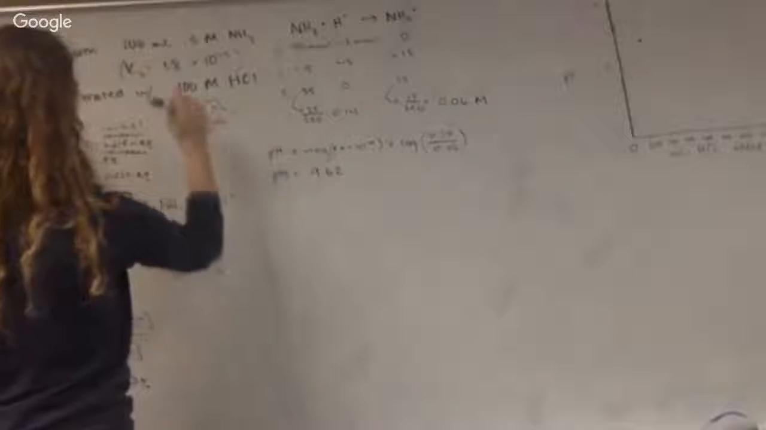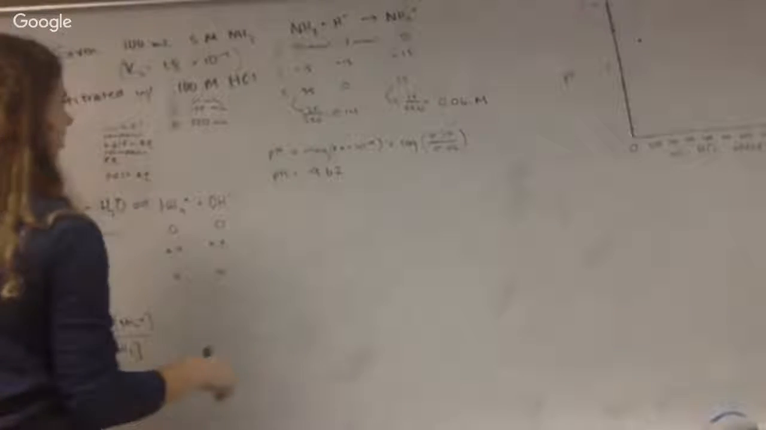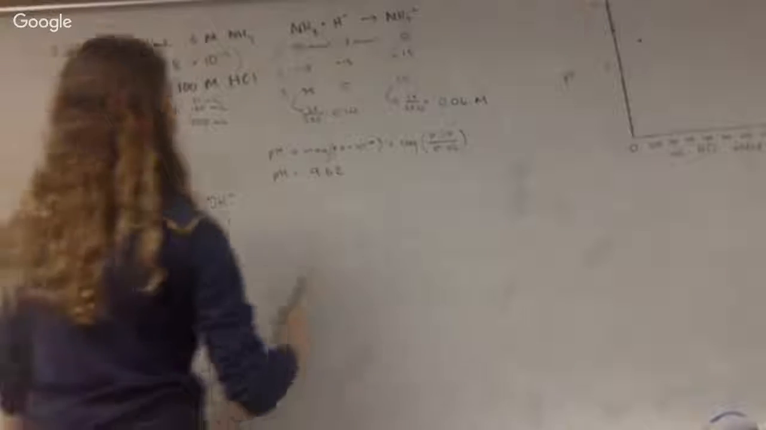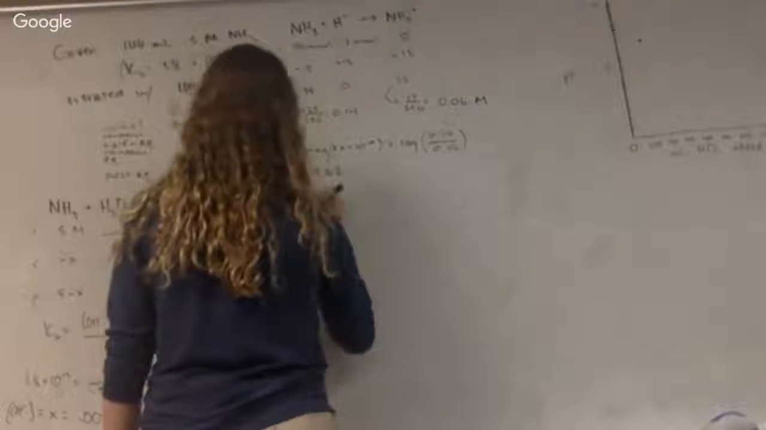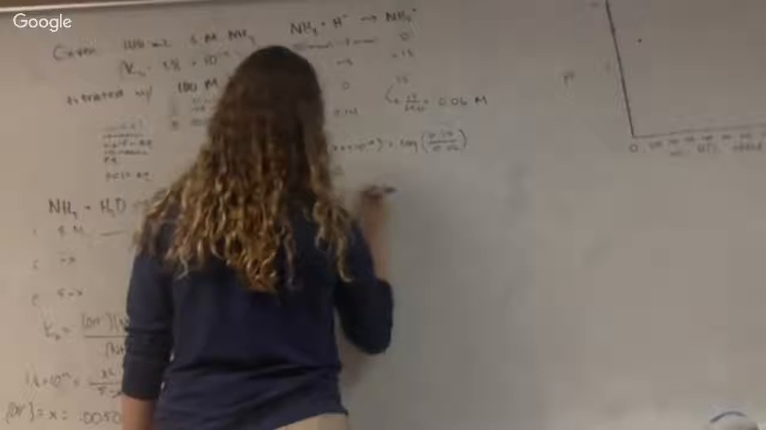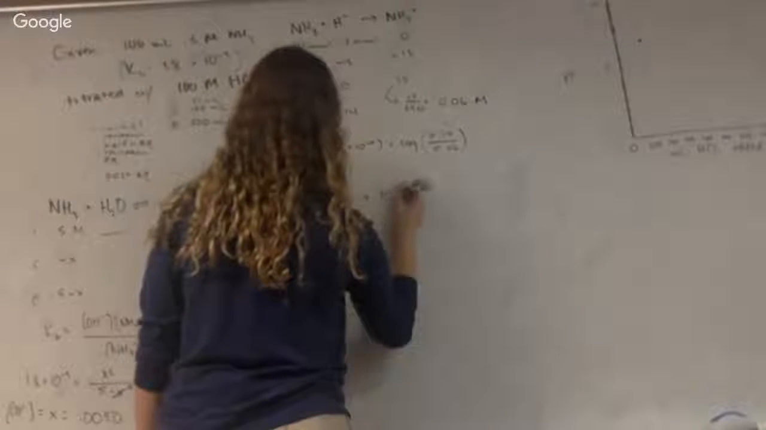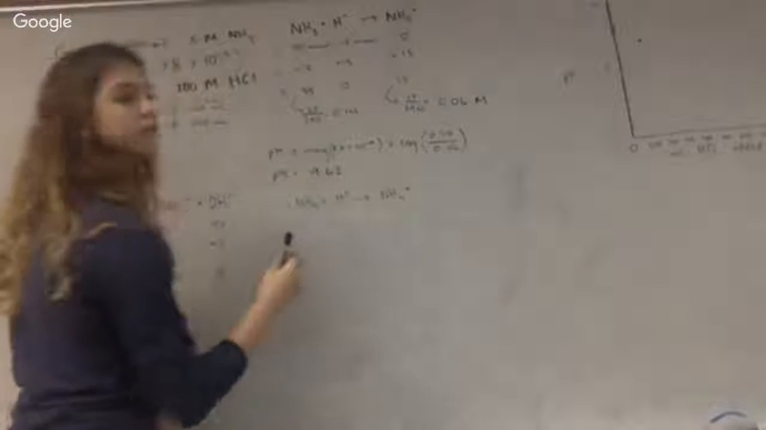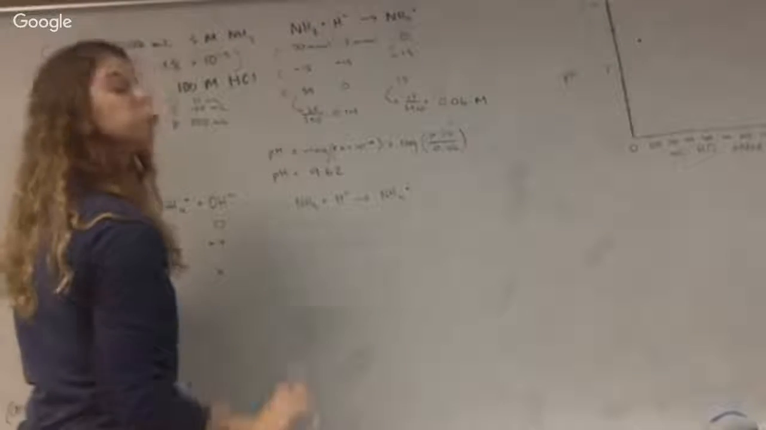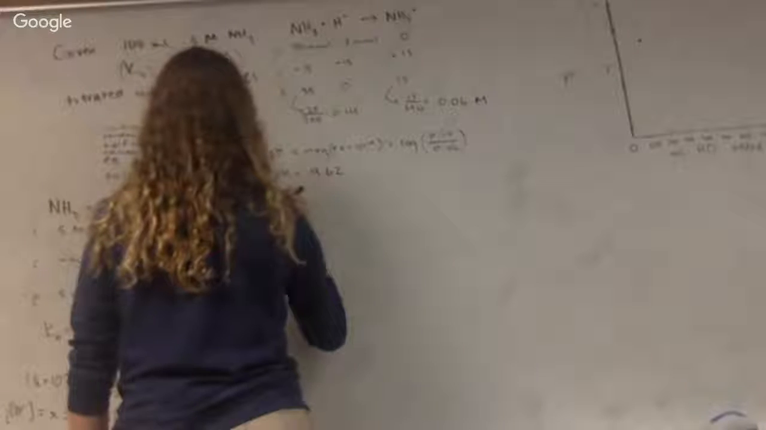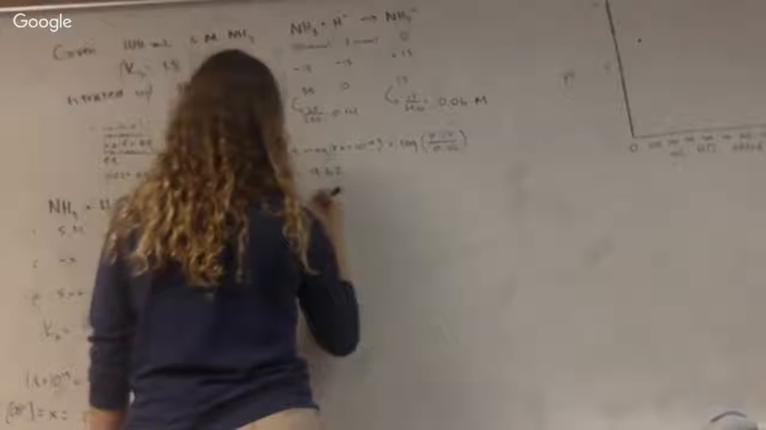There's something that's always true at the half equivalence point. What is it? Someone say it. Yeah, pH is equal to pKa at the half equivalence point. So can you do me a favor, Kayla? You can just write that for the half equivalence point. You don't have to do any math or anything. All you have to do is say pH is equal to pKa at the half equivalence point. That is enough for a grader to understand that you know what you're talking about.